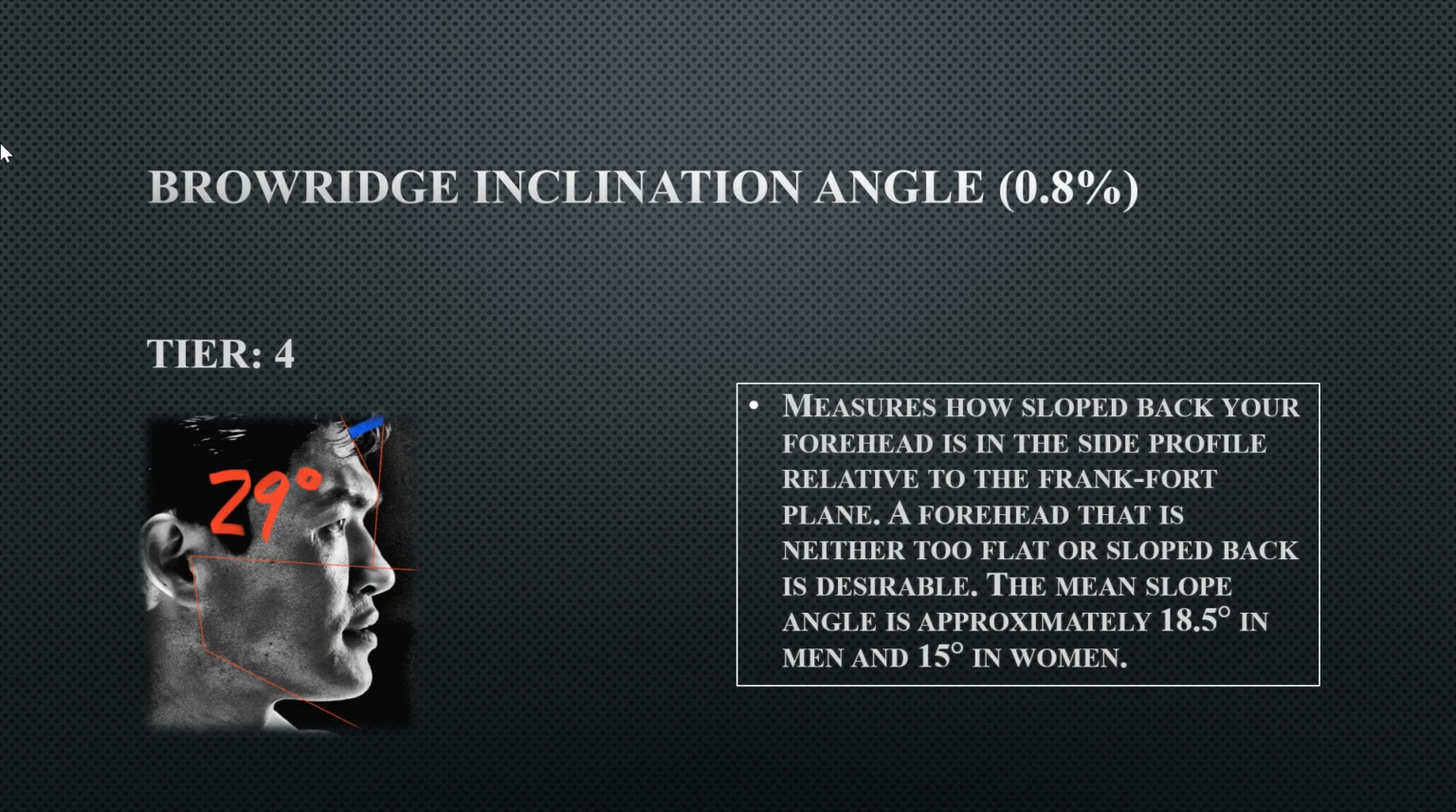All right, so the brow ridge inclination is at 29 degrees. At this point, you will be deducted points for it. Honestly, I believe I've seen worse than this, but this is not an attractive trait at all. Like I said again, his brow bone comes a little too far out, and it will affect other measurements, not just this one.